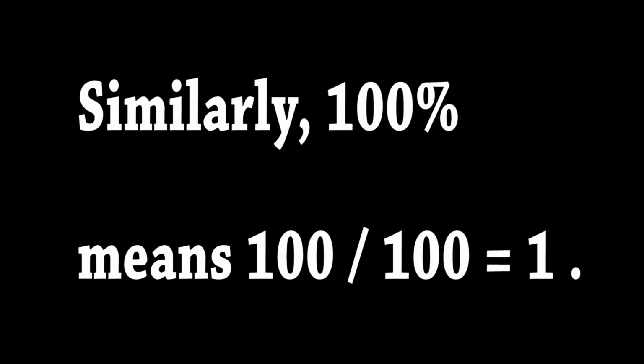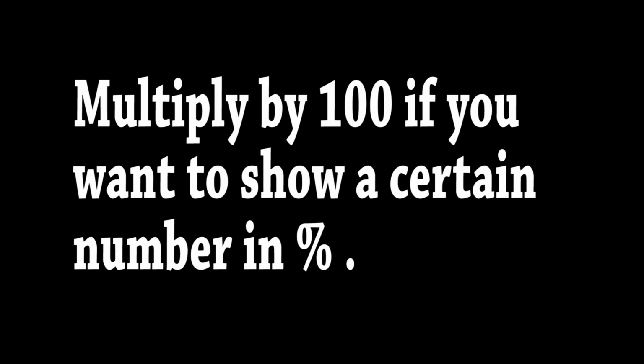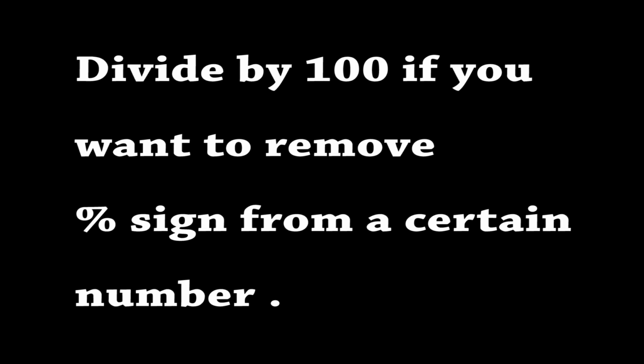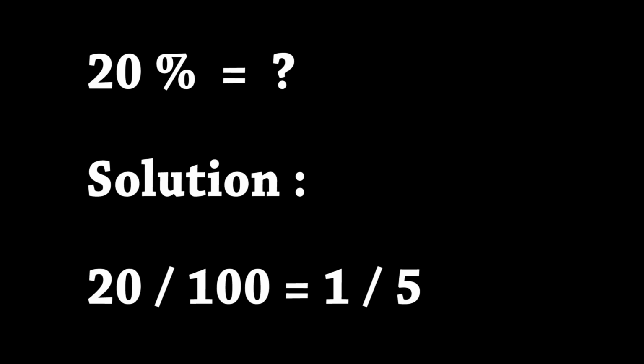Percentage rule 1. Always remember, multiply by 100 if you want to show a certain number in percent. For example, 2 divided by 10 as a rate percent is 2 divided by 10 multiplied by 100 equals 20%. Similarly, percentage rule 2. Divide by 100 if you want to remove the percent sign from a certain number. For example, 20% is equal to what? 20 divided by 100 is equal to 1 upon 5.